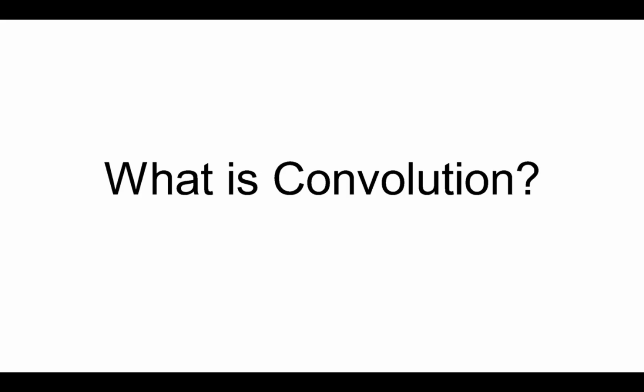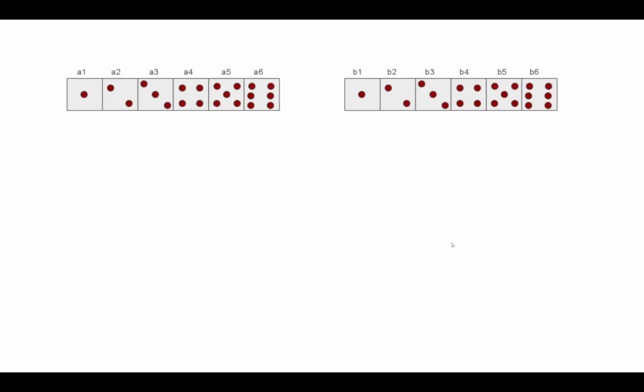What is convolution? It is a mathematical operation that blends two functions to create a third, where one function slides over the other at each position. A good visual example is to use dice. Here we have two dice, each with their faces having specific chances of appearing face up.